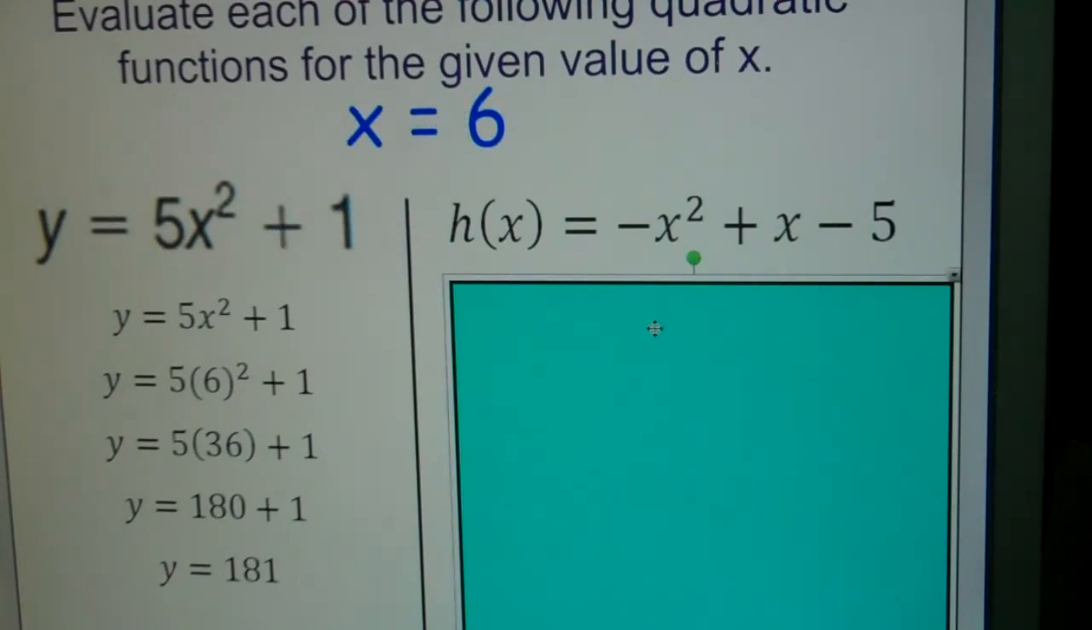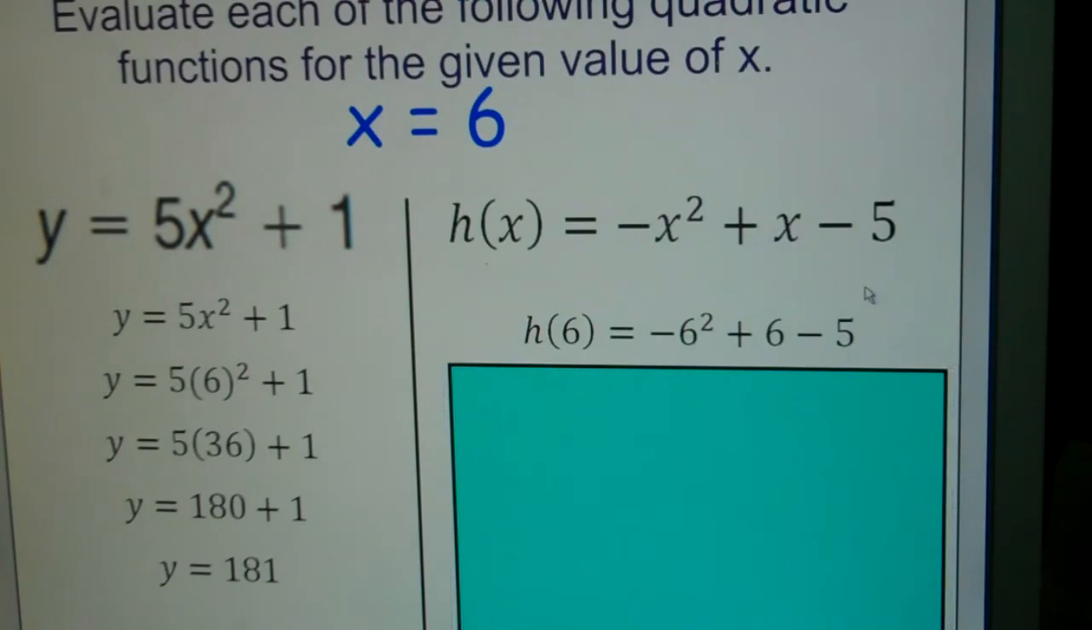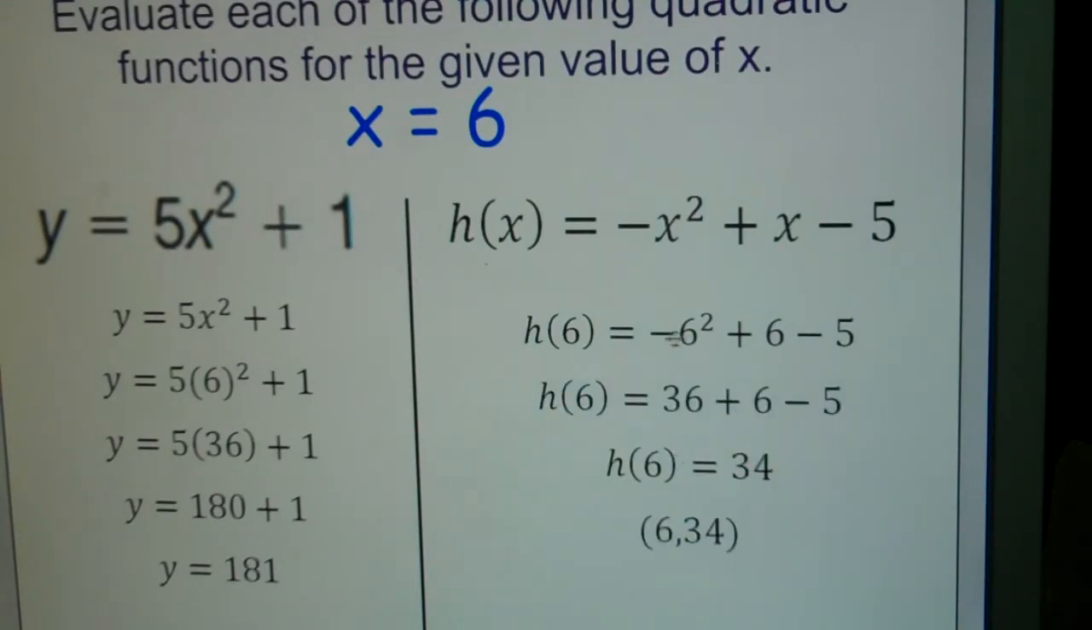Next. 6 goes in for x. Negative 6 squared, that's 36, plus 6, minus 5, should be 34. Hopefully I did my math right. You can tell me tomorrow.